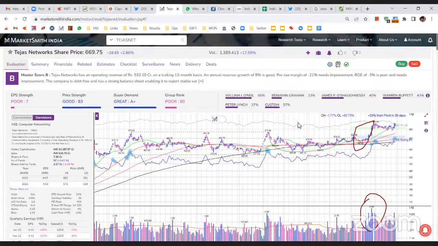However, the market participants are bullish. They are expecting the company to report a good set of numbers in the coming quarter. That is the reason the stock is trending higher.